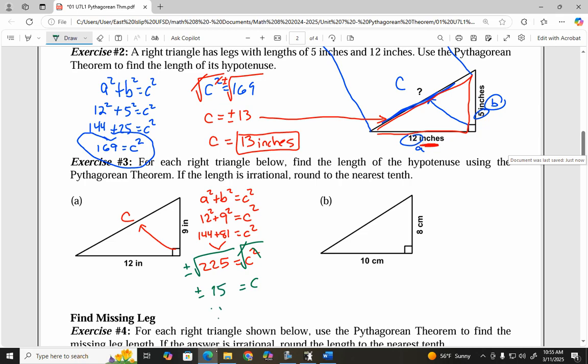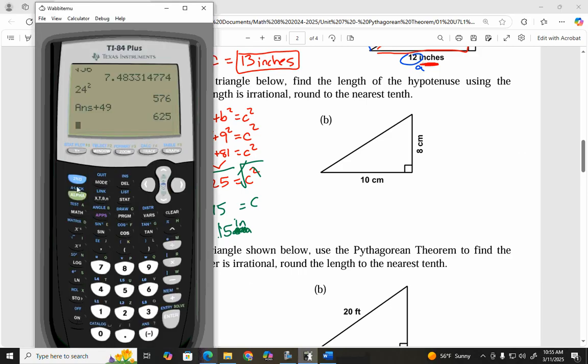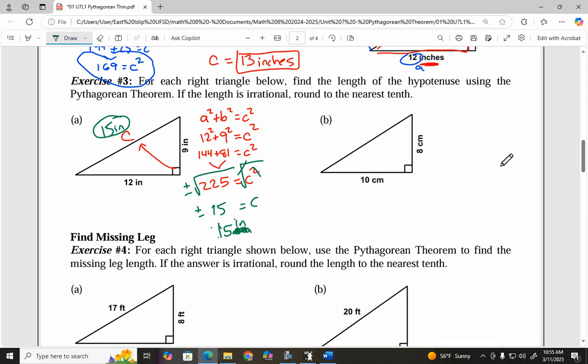So the answer will be 15 centimeters. 15 centimeters. And I'll write that along the side. 15, oh, not centimeters, inches. Sorry, guys. 15 inches. Because I did A squared plus B squared equals C squared. And I knew off the top of my head that the square root of 225 is 15.